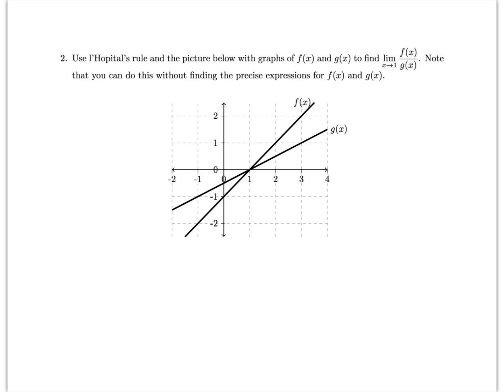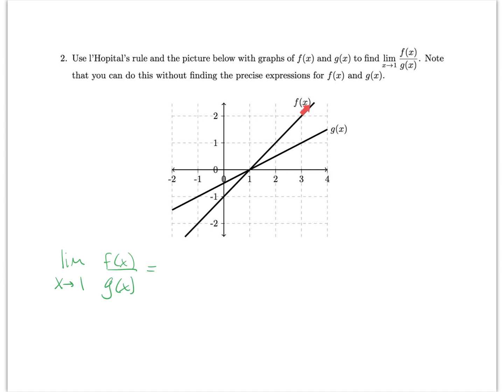Use L'Hopital's rule in the picture below with graphs of f and g to find the limit as x approaches 1 of f over g. Note that you can do this without finding the precise expressions for f and g. You do not have to find an equation for the graph of f and an equation for the graph of g. So I want to take the limit as x approaches 1 of f of x over g of x.